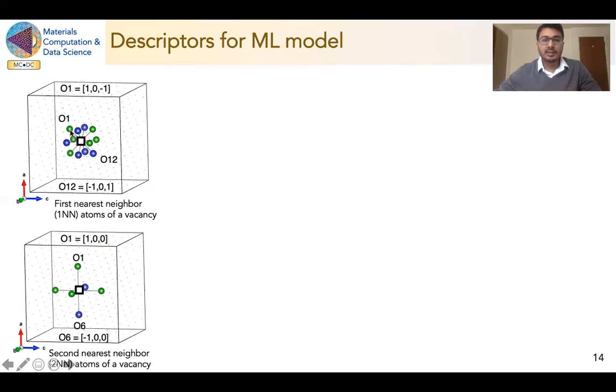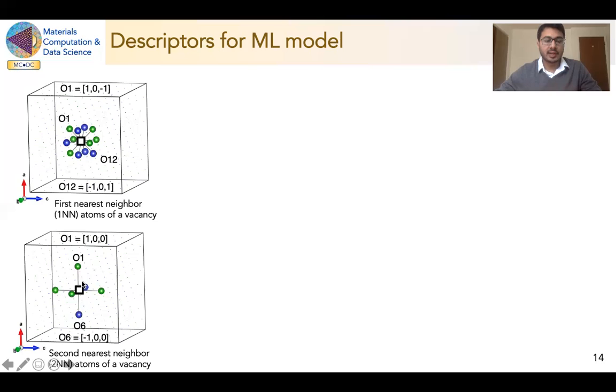Each first nearest neighbor is classified into an orientation vector. So for example, for this green atom, I'm calling this O1 term, and O1 is an orientation vector, which is 1, 0, -1. And 1 corresponds to A direction, 0 corresponds to B direction, and -1 corresponds to C direction. So just for the A direction, as you can see, this atom is sitting above the A00 plane compared to the vacancy. So that's why positive one is given. And similarly it goes for other directions also.